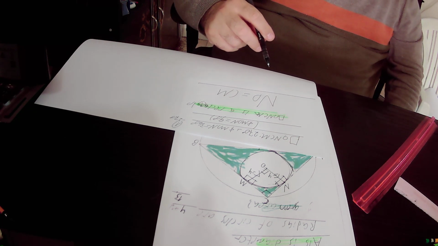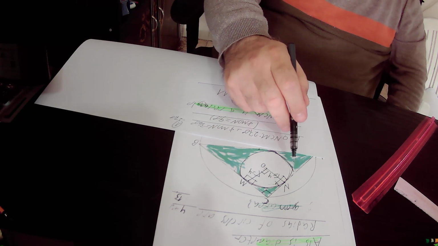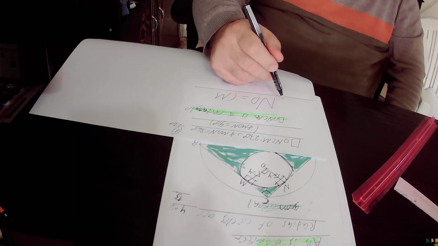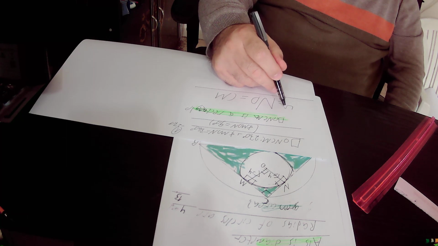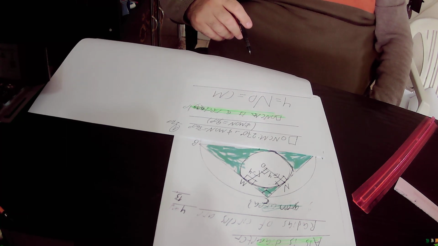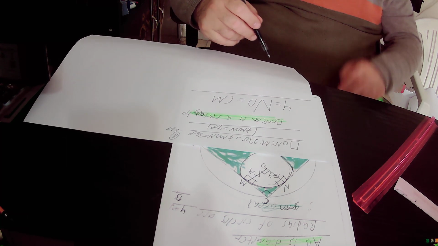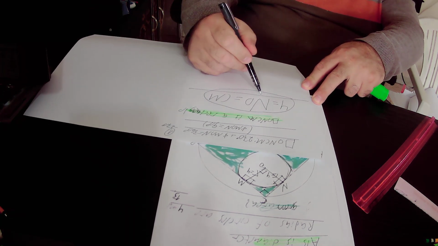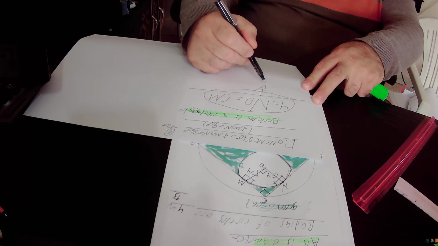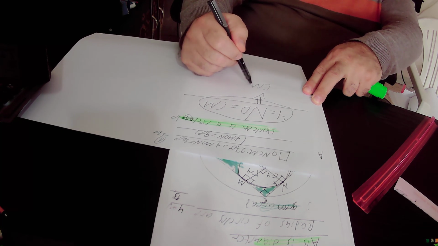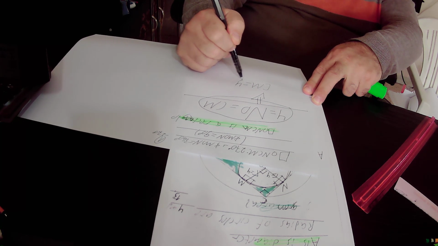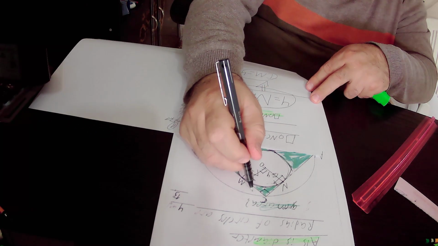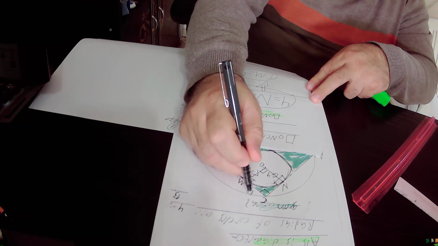But we have already found out that NO equals 4 units. It is the radius of the small circle. So here we can write down that NO equals 4 units. And from this equation, 4 equals NO equals CM, we derive that CM is also equal to 4 units. CM equals 4 units.